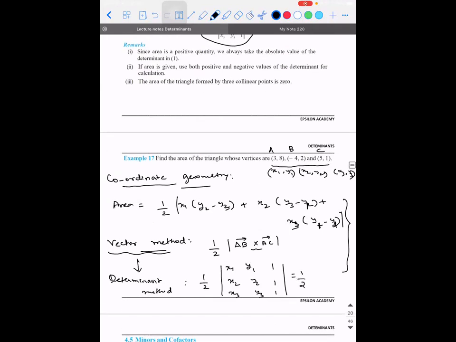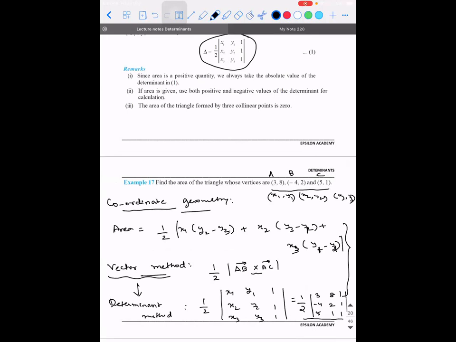So according to this problem, what should I do? Half into determinant of 3, 8, 1, minus 4, 2, 1, 5, 1, 1. This you guys can solve it. So whatever you are going to get, if it is a positive value, leave it as it is. If you're getting a negative value, take the modulus of it. Right? So does it make sense? Yes. Everything is interlinked, sir.